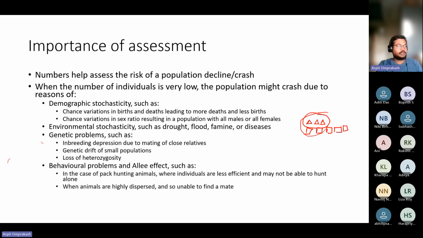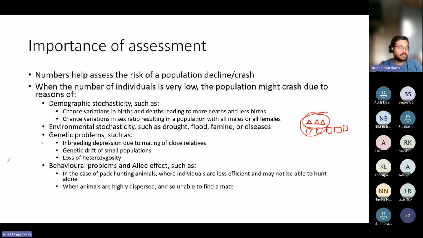Other kinds of effects that might also happen to populations that are very low in number are behavioral problems and the Allee effect. So generally, in the competitive viewpoint of animals, it is said that if the population of animals is quite high, then due to competition between individuals of the same species, the numbers might decline. So fewer individuals might lead to more growth in the population than a very high number of individuals.